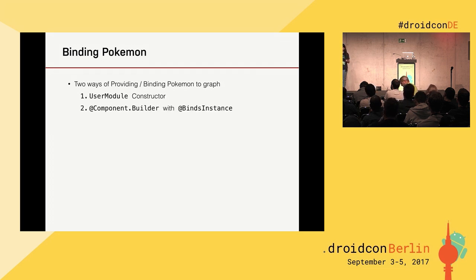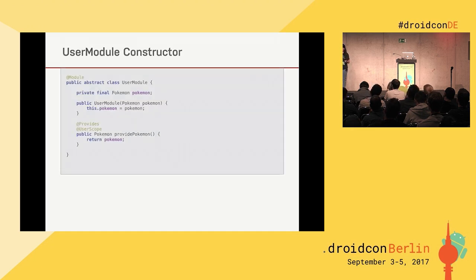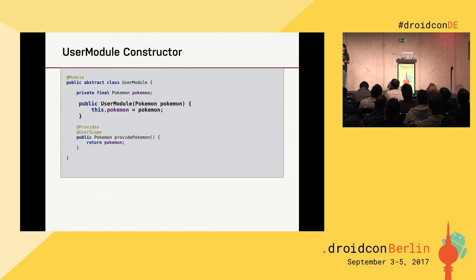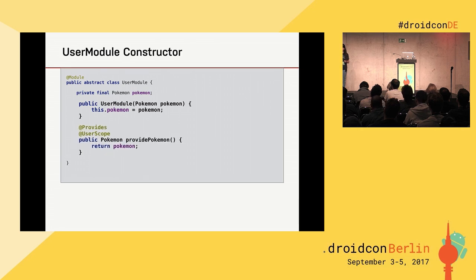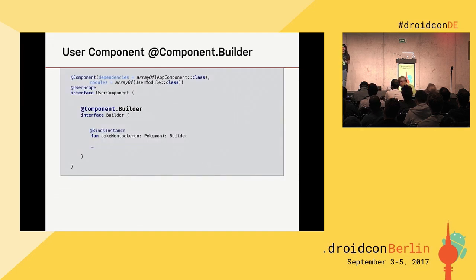Or we can use the @Component.Builder with BindsInstance. We'll see what that is. So the first way of doing this is we can pass in the Pokemon, that is our user, to the module, and then provide it ourselves. Or we can tell Dagger that this is the builder class that you need to create. We can tell Dagger using @Component.Builder. This will tell Dagger to create this builder for me using this particular interface.